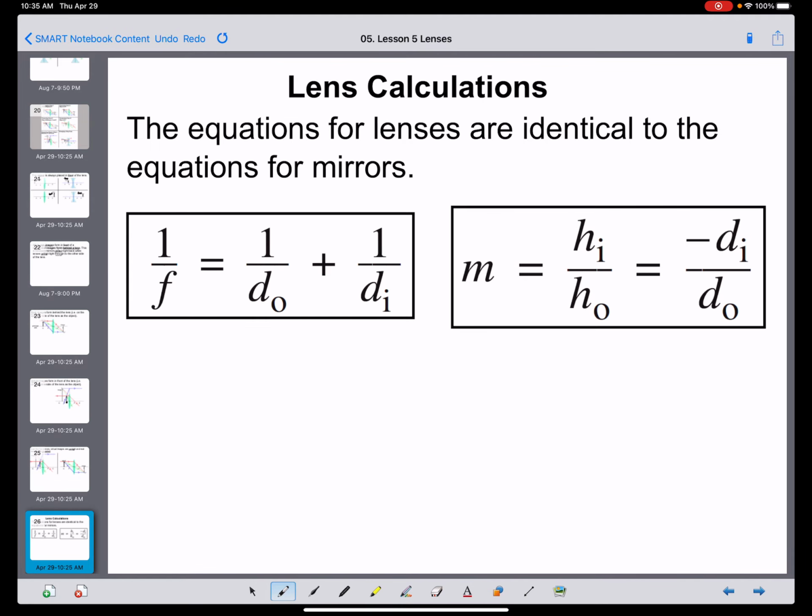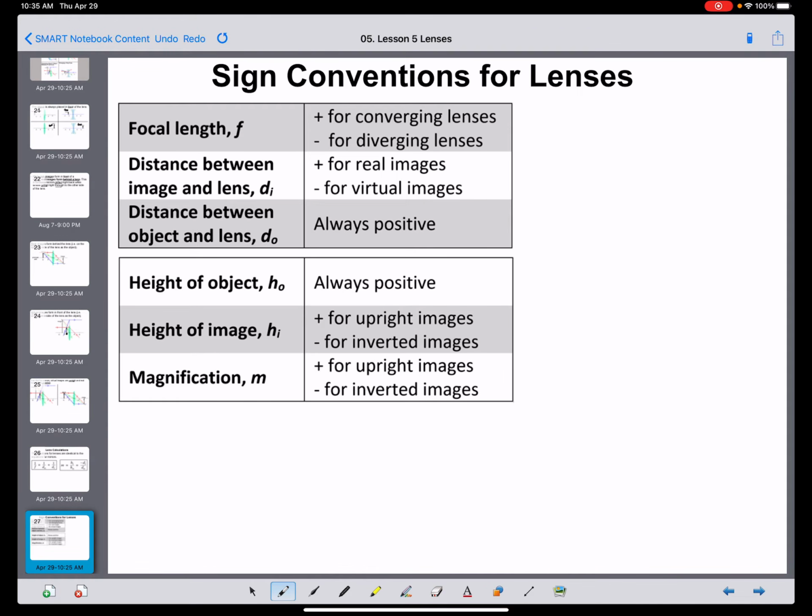Okay, so as I just said, the equations for lenses are identical to the equations for mirrors. And here are the sign conventions for lenses. Let's just look at the focal length for a second. Remember that a converging lens is really similar to a concave mirror. So just like concave mirrors have positive focal lengths, converging lenses do too. And diverging lenses are similar to convex mirrors. So just like convex mirrors have negative focal lengths, so do diverging lenses. And if you look at the rest of the sign conventions, they're identical to the conventions that we learned earlier for mirrors.